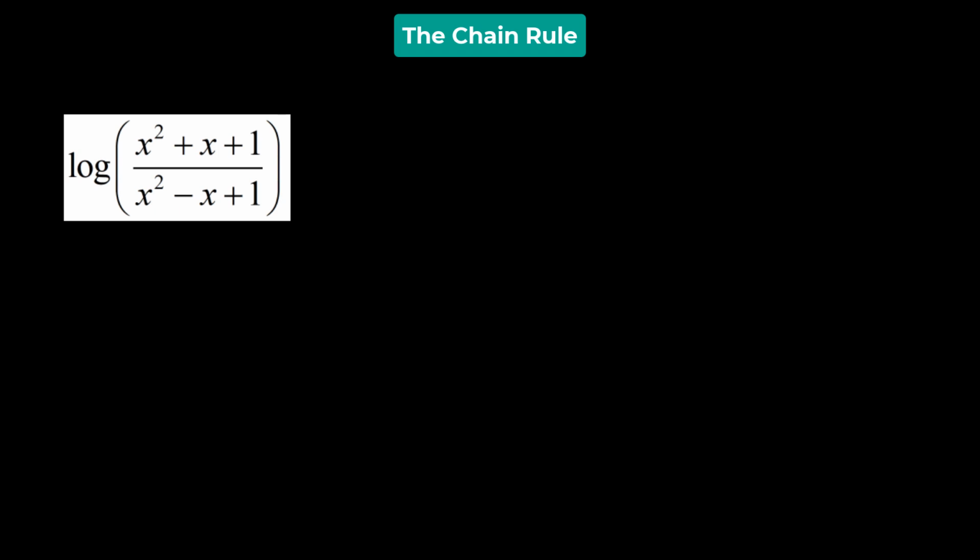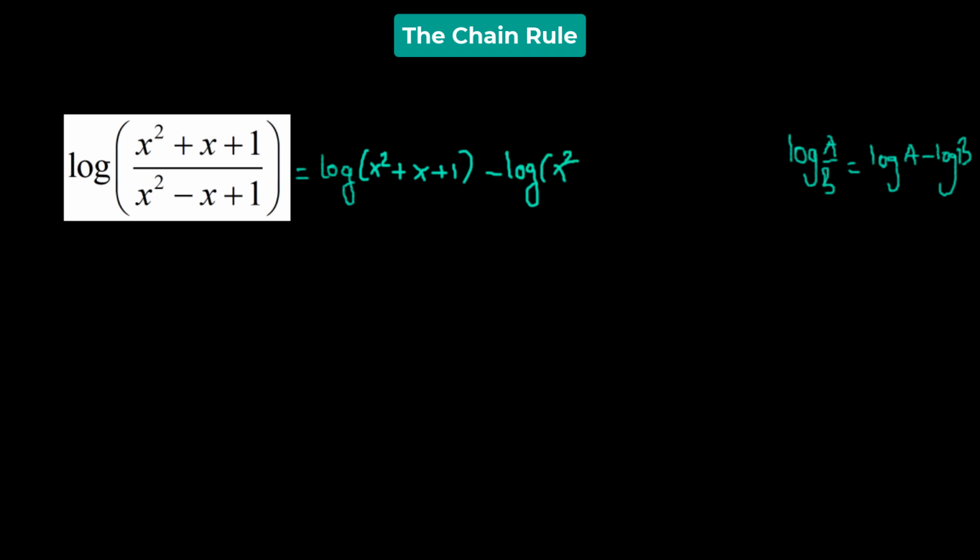So we have log of a over b. We know the log of a over b is given by log of a minus log of b. So we're going to apply this. So this is going to give us log of x squared plus x plus 1 minus log of x squared minus x plus 1.